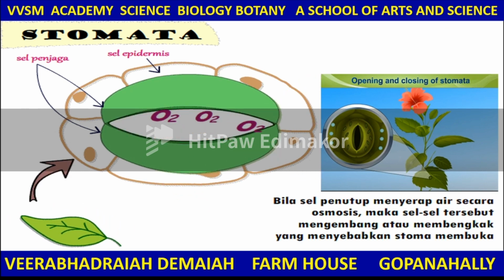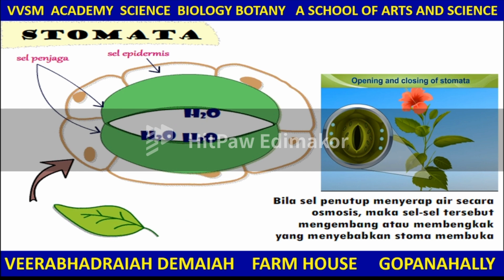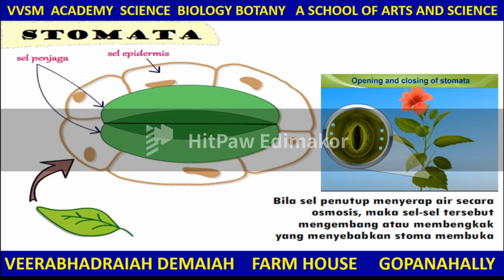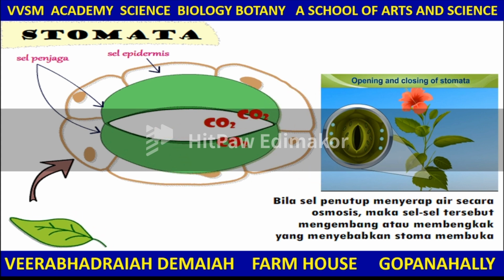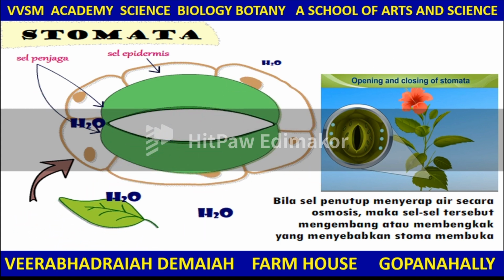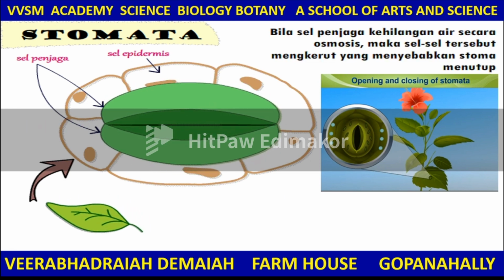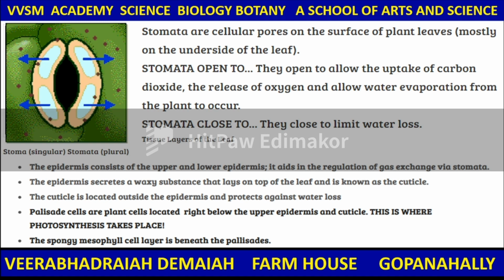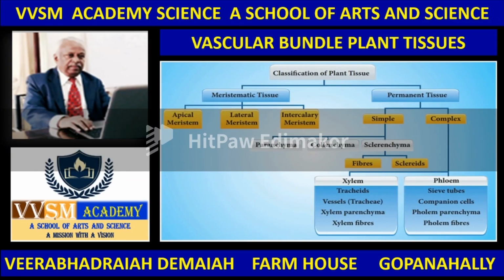where osmosis is taking place. Carbon dioxide in and oxygen is out along with water vapor. Stomata are the cellular pores on the surface of plant leaves that we know. Classification of plant tissue, meristematic tissue and permanent tissue.